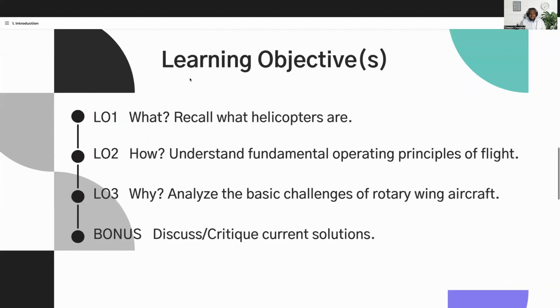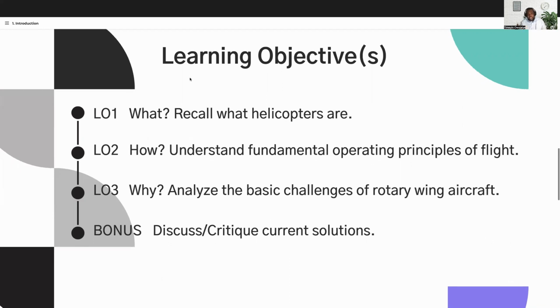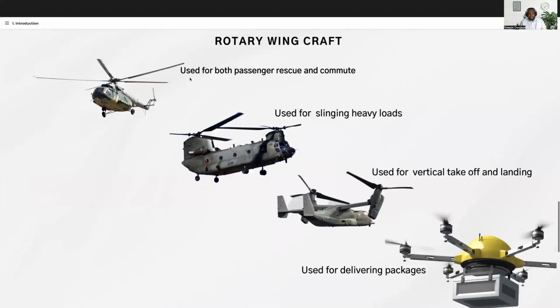And here are a few of our learning objectives. We want to recall what helicopters are, and understand what fundamental operating principles govern flight of rotary wing aircraft. We want to be able to analyze some basic challenges and discuss some possible ways that we've been able to walk around those challenges.